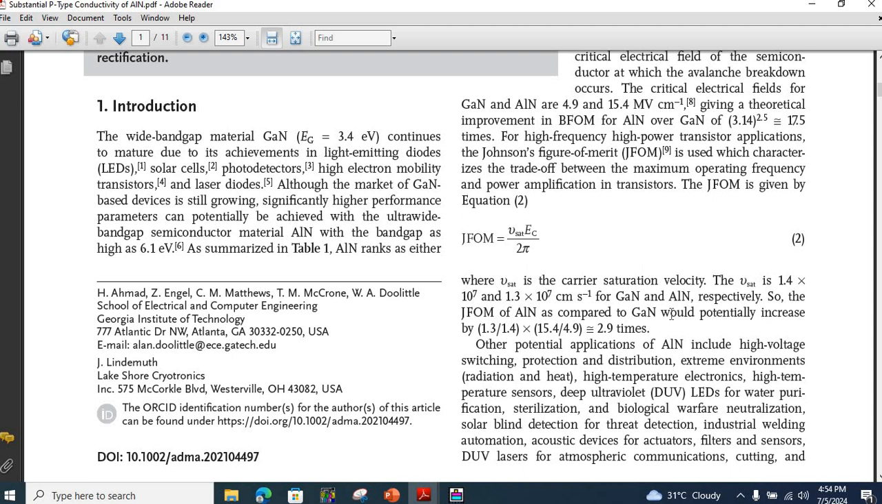Baliga's figure of merit and Johnson's figure of merit are both metrics used to evaluate the performance of power semiconductor devices. Now, I'm going to demonstrate aluminum nitride based high power PIN diode. So I will show the simulation of aluminum nitride PIN diode under forward bias and later under reverse bias as well.